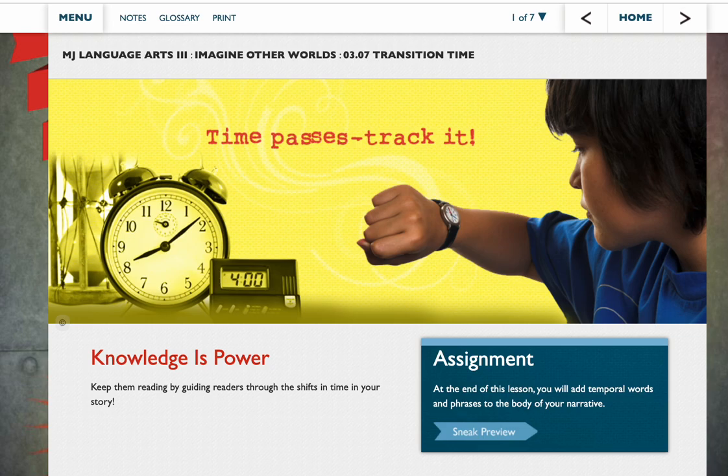07. Transition time. Time passes. Track it. Knowledge is power. Keep them reading by guiding readers through the shifts in time in your story. At the end of this lesson, you will add temporal words and phrases to the body of your narrative.